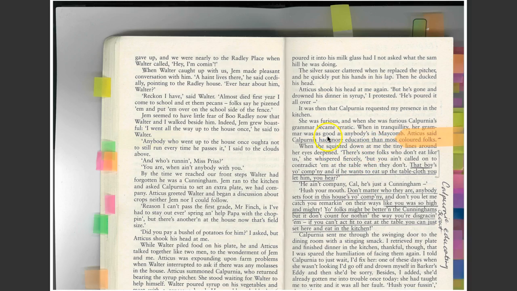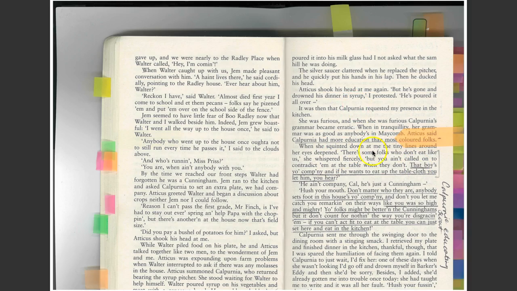And then we're skipping forward, and there's just a comment. Calpurnia had more education than most coloured folks. So that point's quite interesting, and that's possibly because of her work with the Finch family and the respect that they have for her as to why she is so educated and does have the knowledge that she does.